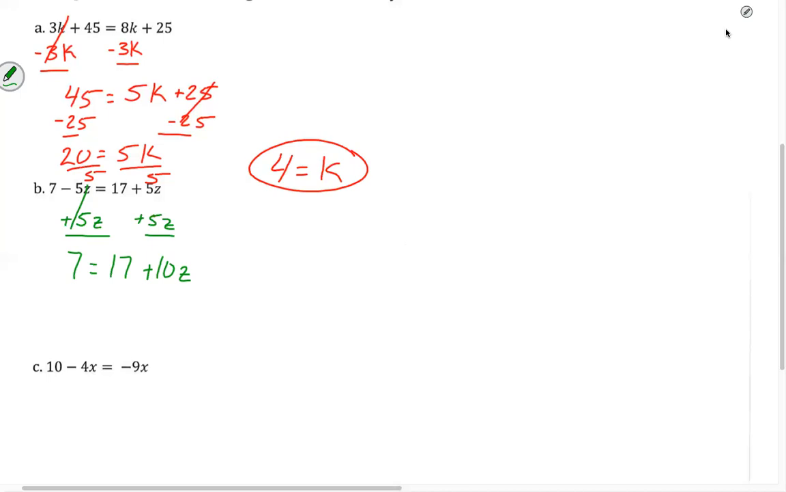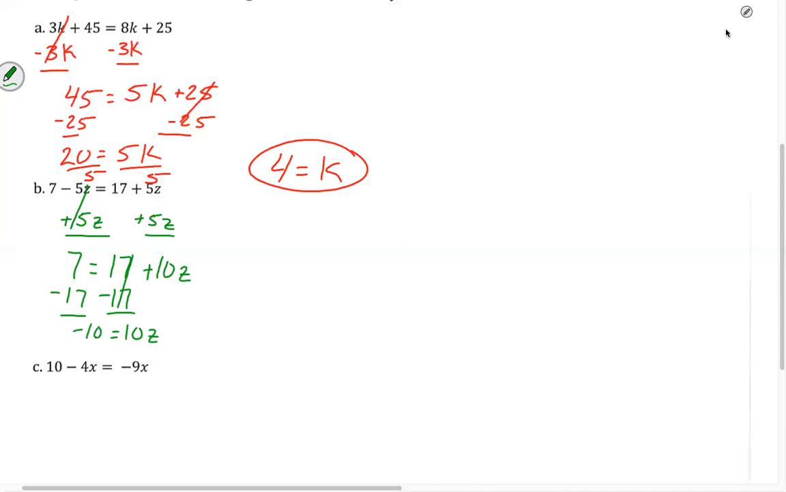All right, and now I have this positive 17. Julie, how do you get rid of positive 17? Minus 17? Yeah. So we're going to go ahead and subtract that 17. Those cancel. I'm left with 10z on the right. 7 minus 17, you might need a calculator for that. But Harmon is a human calculator, so it's negative 10.